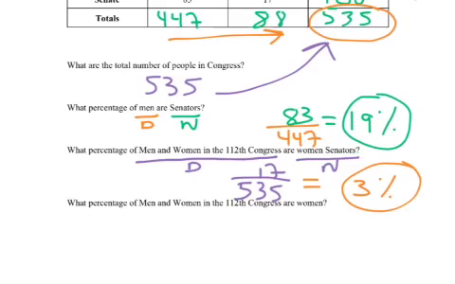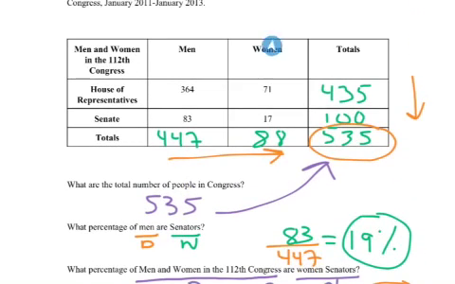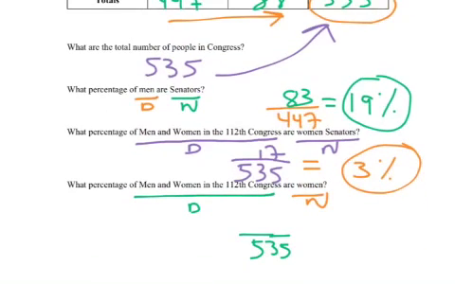So the next one: what percentage of men and women in the 112th Congress? So men and women in the 112th Congress goes in my denominator, and that was 535. And how many of them are women? So my total women goes in my numerator. Now if I look here, my total women, I have 88. So I would take my 88 and divide it by 535 and multiply it by 100, and you would get roughly 16%.